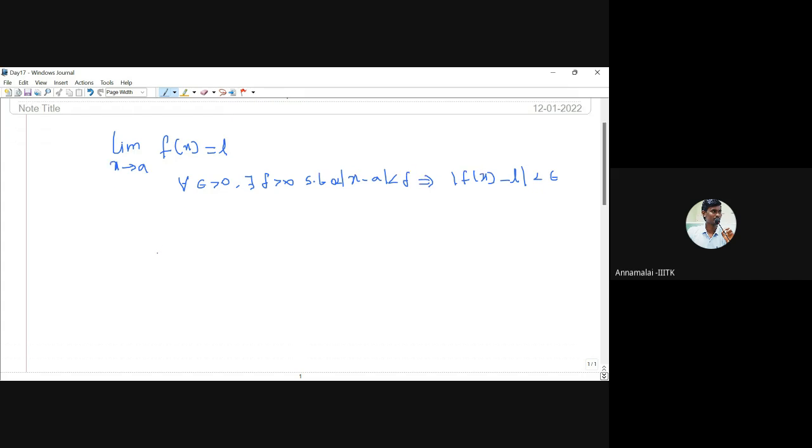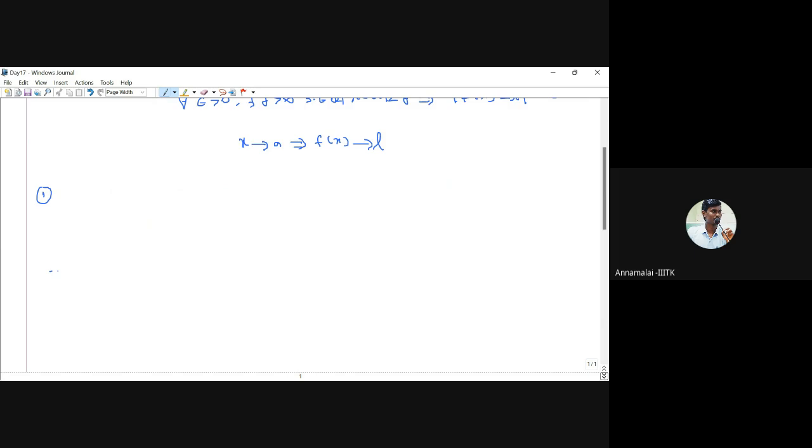Now we discuss the limit at infinity and the infinite limit. Simply saying, if x approaches a implies f of x approaches L, then we say L is the limit of the function at the point a. Now, first definition: we discuss the infinite point. A function is said to have limit L as x goes to infinity, that is, when we say f of x approaches L as x goes to infinity.